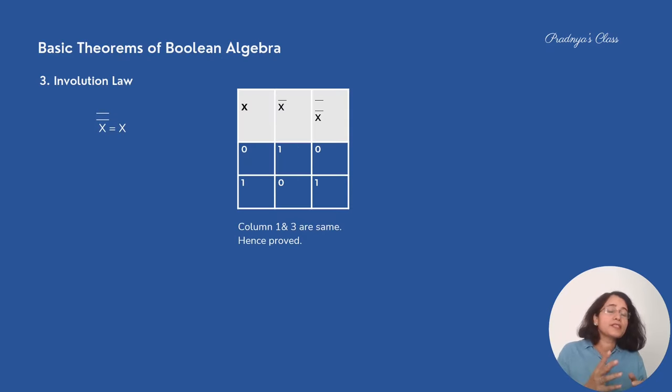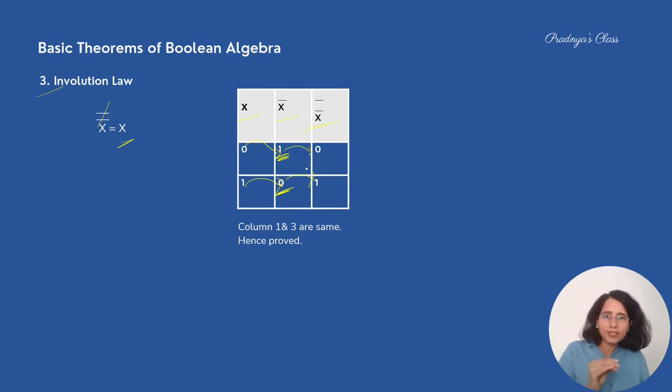Let's try to understand the third law of Boolean algebra, that is the involution law. What it says is, if we take bar of bar of any variable, we get the same variable. So this bar bar gets cancelled and we get the same variable. So let's take x first, then calculate x bar. You know, bar means complement or negation of the input. So 0 will become 1, 1 will become 0. And then again take the bar of that bar. So it was 1 here, it became 0. It was 0 here, it became 1.